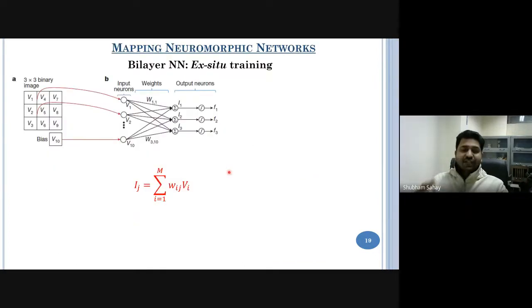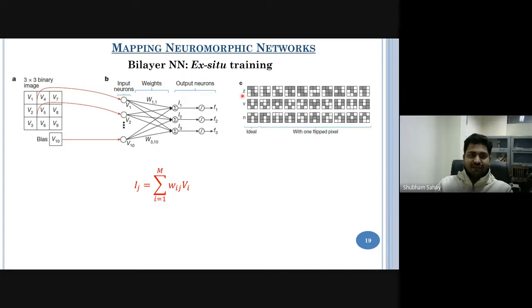Now with that introduction to RRAMs, let me tell you how we can map these neural networks onto those RRAM crossbars. So here I'm taking example of a bilayer neural network where you have only input layer and an output layer. And the kind of data set that I'm talking about is this, where we have 3 patterns, Z, V, and N. And these patterns have been made by flipping 1 pixel. So now what happens exactly is, by ex-situ training, what I mean is we obtain these weights which are leading to least error between what is shown and what is coming in the software, let's say in Python or MATLAB. And then we are just programming these weights obtained in software onto RRAM crossbar. So that is what is meant by ex-situ training.